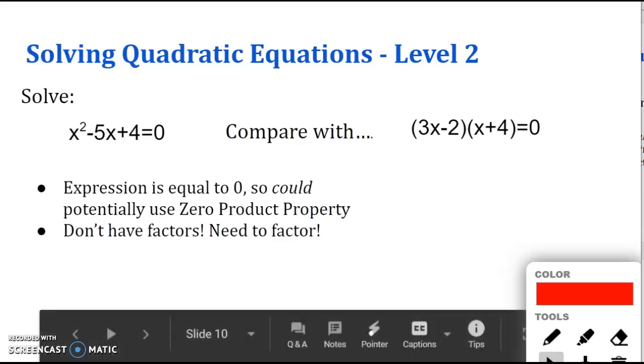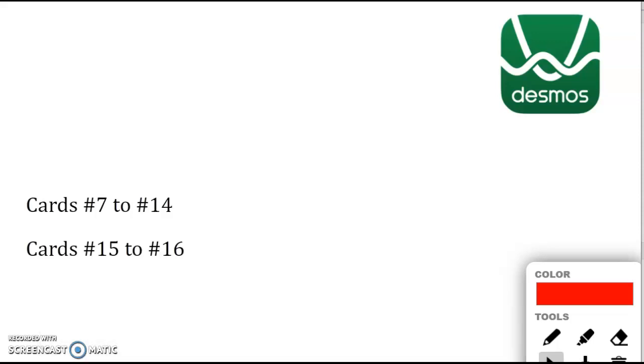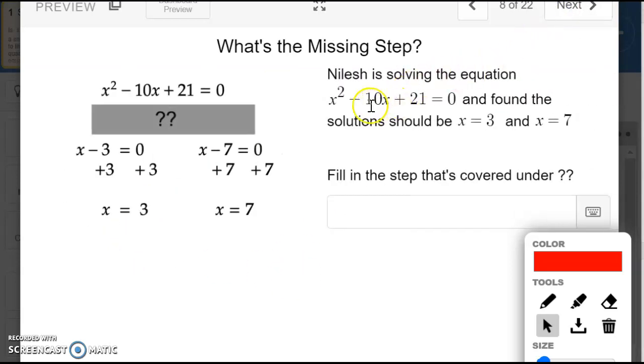So with that, you're going to be working on cards 7 to 14 of the Desmos, and then 15 to 16. Card number 7 says more solving. To solve x squared plus 8x plus 15 is equal to 0, what should be the first step? Hopefully you're saying that we need to factor this expression so that we can use the zero product property. Now, what is the missing step?